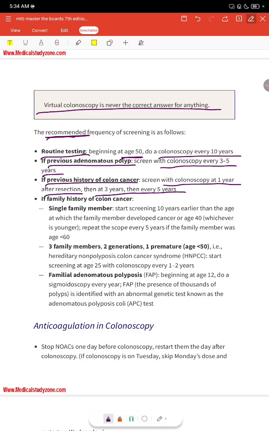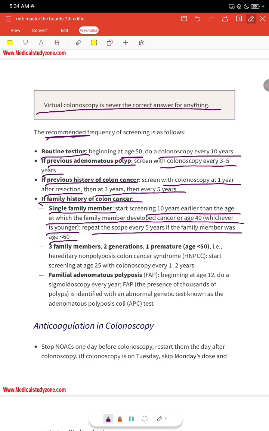5 years. If family history of colon cancer, single family member, start screening 10 years earlier than the age at which the family member developed cancer or age 40, whichever is younger. Start at the younger age between the two. Repeat the scope every 5 years if the family member was aged less than 60. 3 family members, 2 generations, 1 premature, age less than 50: that is hereditary non-polyposis colon cancer syndrome, HNPCC. Start screening at age 25 with colonoscopy every 1 to 2 years.